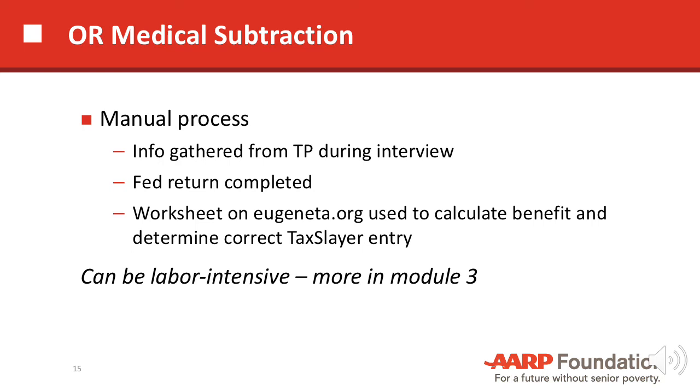To do the special Oregon medical subtraction successfully, you'll need to use the information you pick up during the interview process, and you'll need to make sure that the federal return is completed to be able to use the information from the federal Schedule A. There may be some tools built into TaxSlayer, but we'll recommend that you look at the worksheet on eugeneta.org to calculate the benefit, and we'll go into detail on that process in the next module.